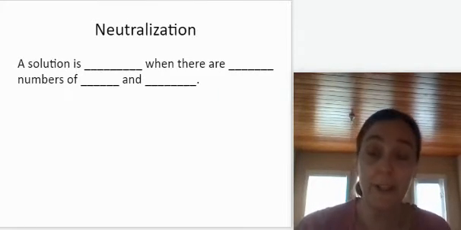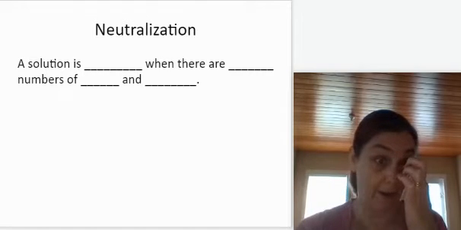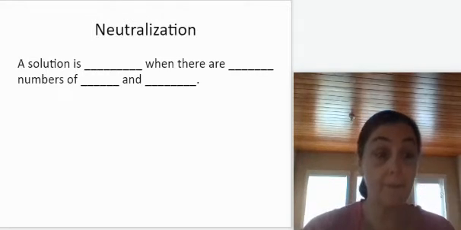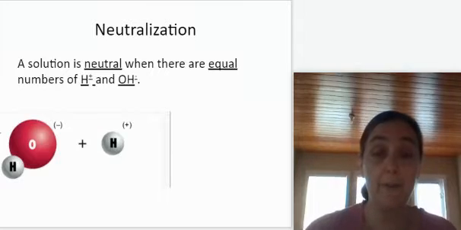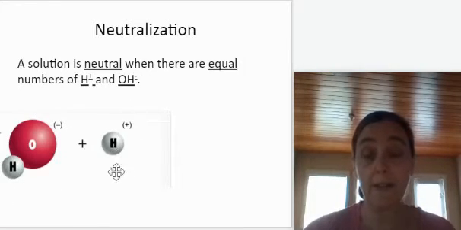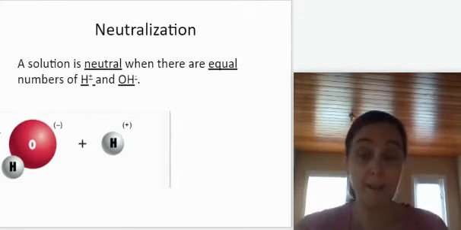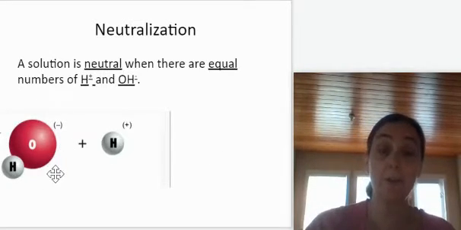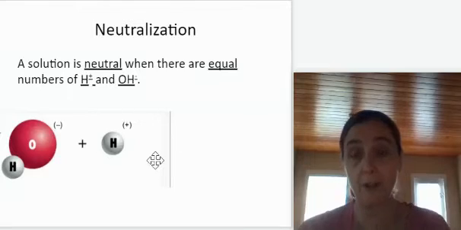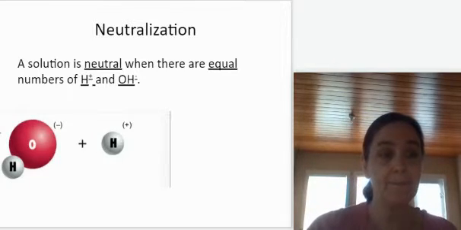So a solution is considered neutral, or not at all acid or base, if it produces equal numbers of H pluses and OH minuses. So if you have an equal amount of OH minuses and H pluses, you're not an acid or a base, you're neutral. If you have an excess of OH minuses, you're a base. If you have an excess of H pluses, you're an acid.